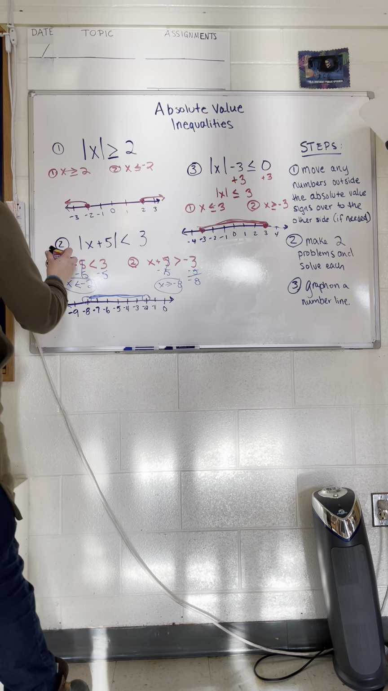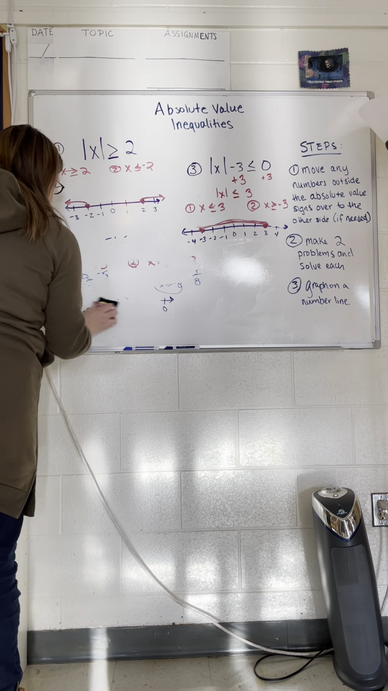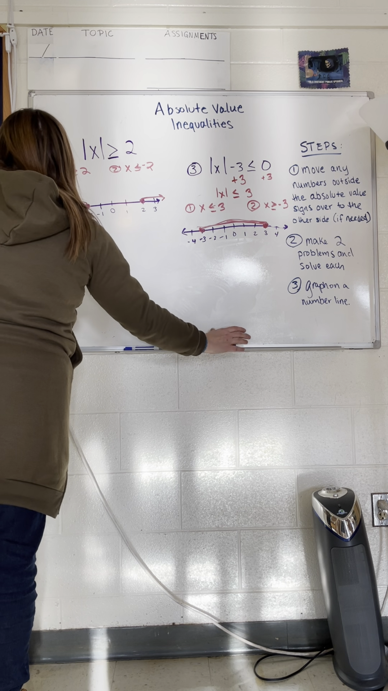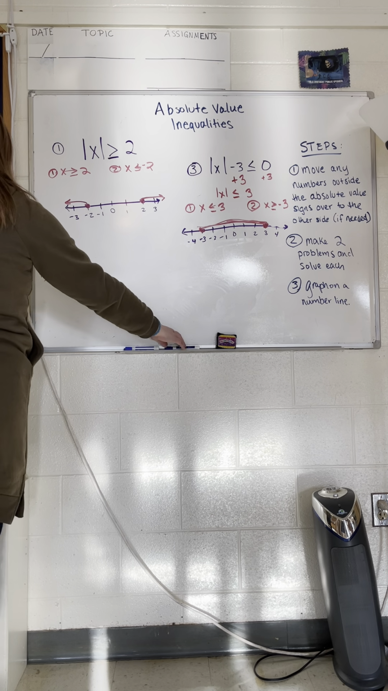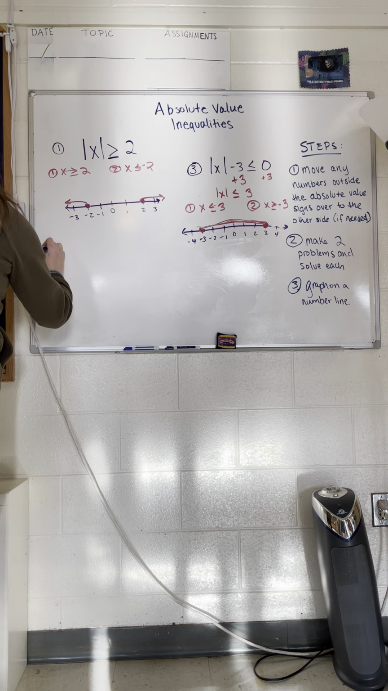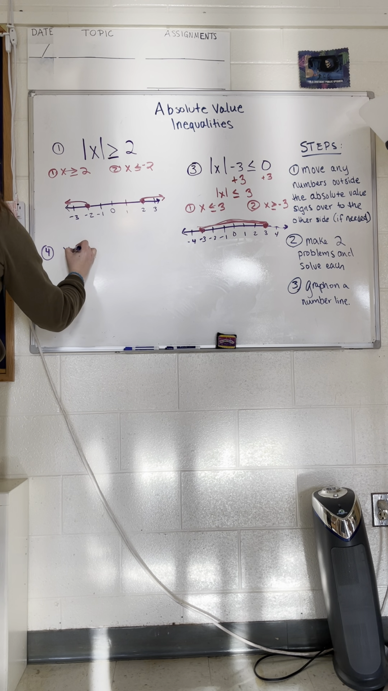It's probably been a while since we've done this kind of problem. All right, number 4. Okay. Say we had, this is number 4, the absolute value of x minus 4, over 5, is less than or equal to 2.